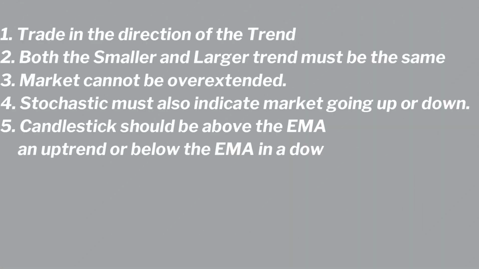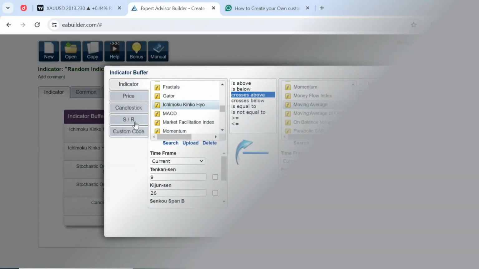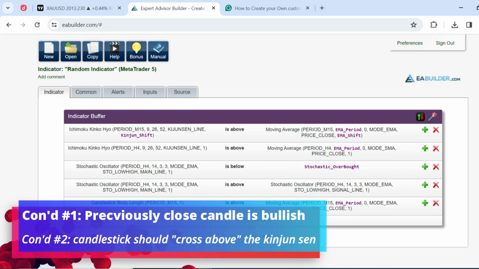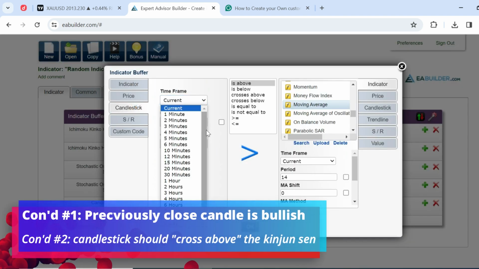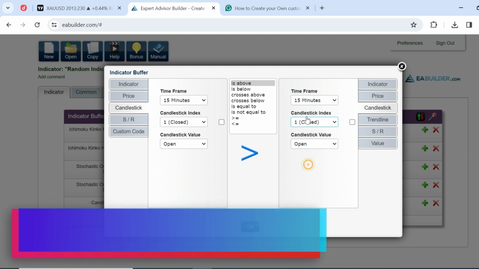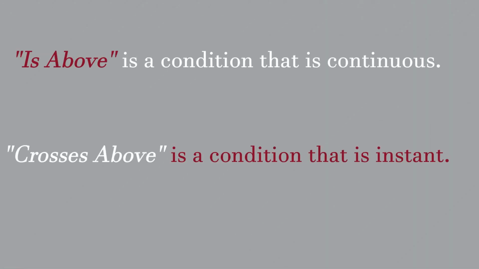Now for the final buy condition, which will be our trigger to open the trade. Open buy trade when a bull candle crosses above the Kijun-sen. So to create this function, we would need to make two conditions. The first is to make sure that the previously closed candlestick is a bullish candle, and that's the candlestick that would be generating our signal. Lastly, the close of the candlestick should cross above the Kijun-sen. For additional clarity, is above is a condition that is continuous, while crosses above is a condition that is instant.